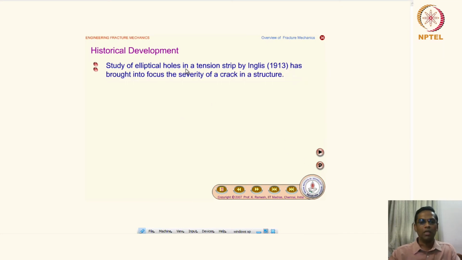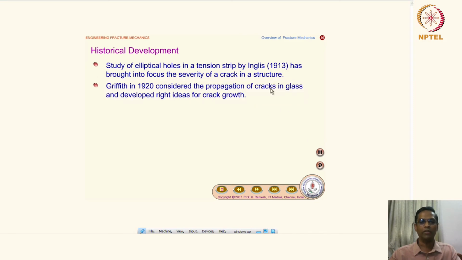Study of elliptical holes in a tension strip by Inglis in 1913 has brought into focus the severity of a crack in a structure. We are going to see the details of what Inglis has proposed, but this is the first event which triggered the idea of severity of the crack.